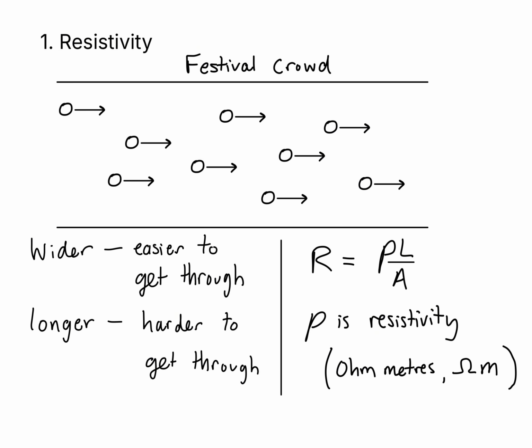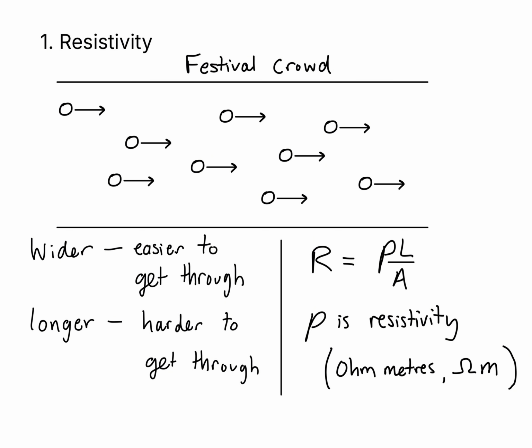I like to think of electrons as a crowd leaving a festival, squeezing through a passageway. Two things make it harder to get through. A longer passage means more distance to fight through. A narrower passage means more crowding and more collisions. Widen it and everyone flows more easily. That is exactly the resistance of a wire. R equals rho L over A. Resistance goes up with length and down with cross-sectional area.